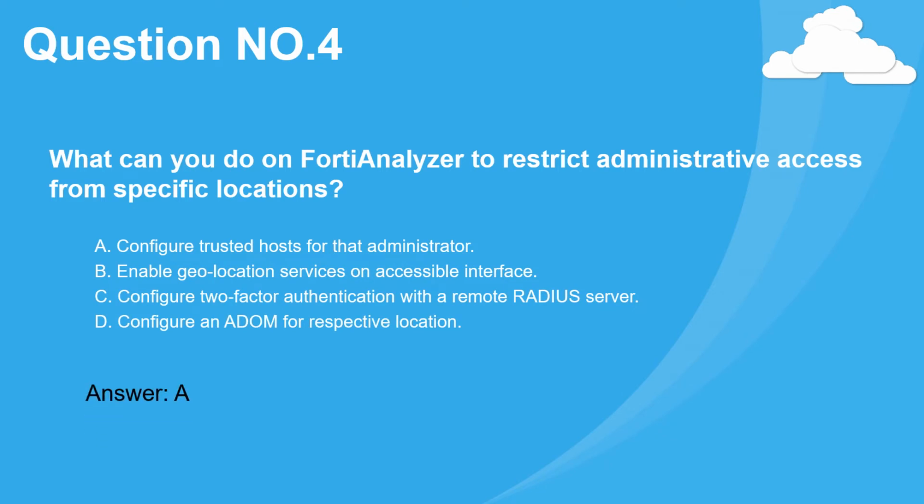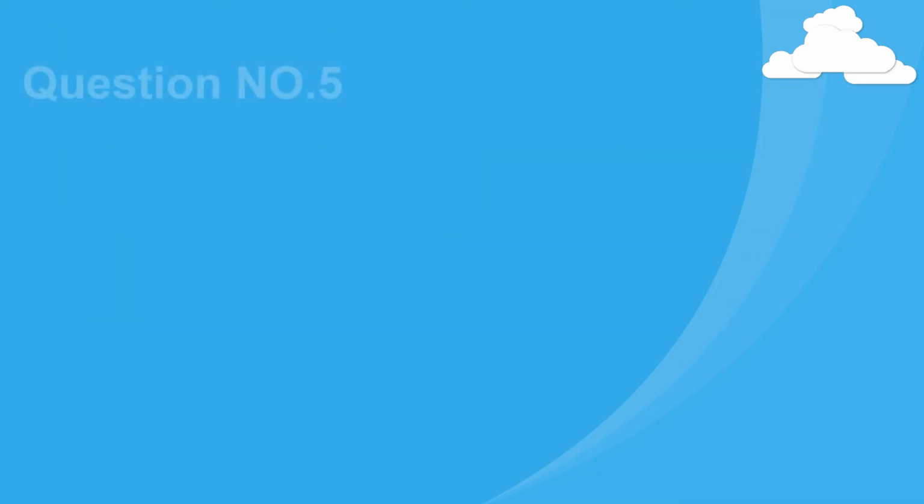Question No. 4. What can you do on FortiAnalyzer to restrict administrative access from specific locations? A. Configure trusted hosts for that administrator. B. Enable geolocation services on accessible interface. C. Configure two-factor authentication with a remote RADIUS server. D. Configure an ADOM for respective location. Answer A.